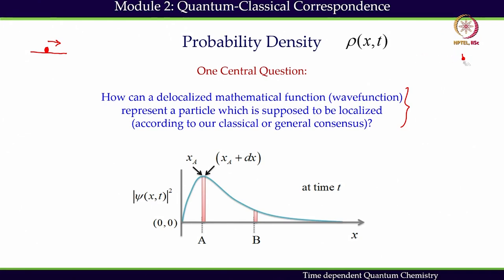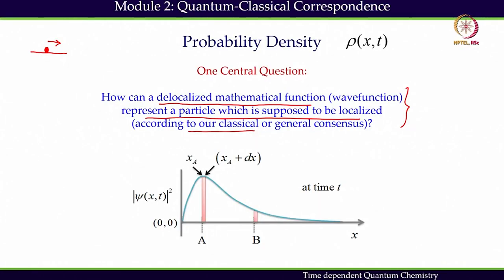So, the first question in this module is how can a delocalized mathematical function, which is the wave function, represent a particle which is supposed to be localized according to our classical consensus. Classically, we think that the particle should be localized, but quantum mechanically, there is no way I can represent a local function. I only have the wave function, which is delocalized or global in nature. So, this question is important, and we have seen that quantum mechanics only provides a probabilistic answer to this question in terms of probability density, which I have plotted here. This is called probability density. Once I get psi, the wave function of the particle, from psi I get this probability density.